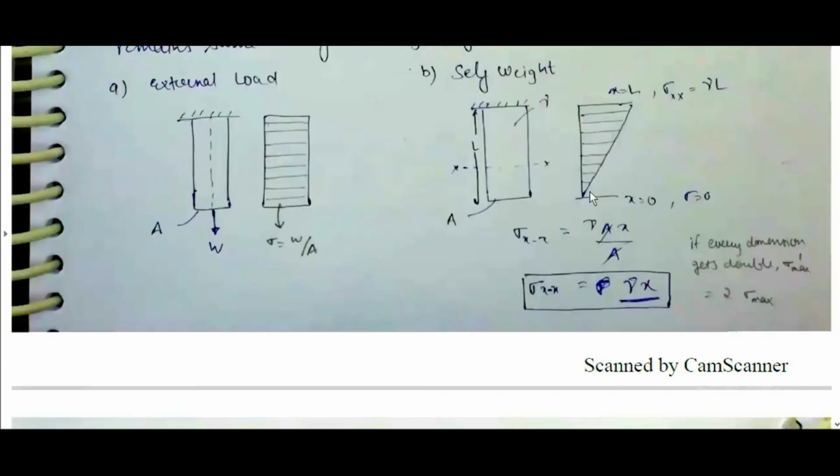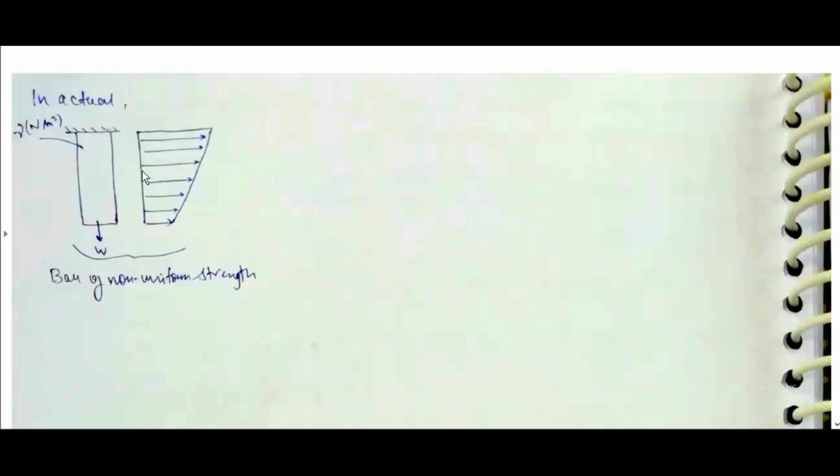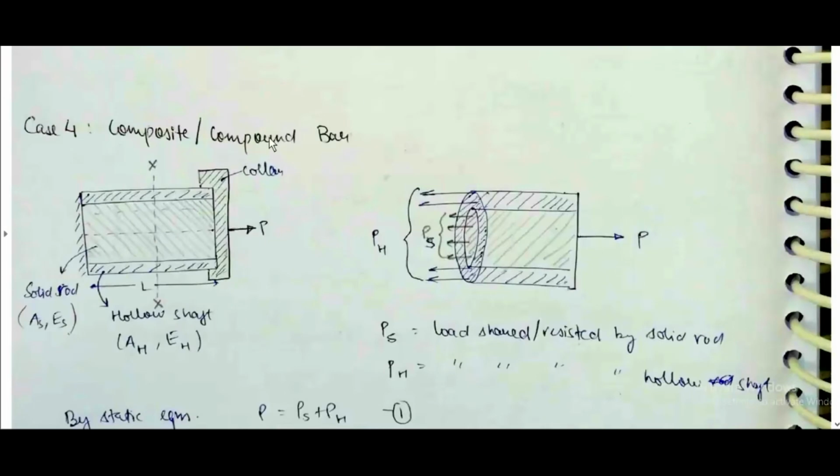Okay, combining these two, in actual it will be like this: bar of non-uniform strength. Composite or compound bar. For example, there is a solid rod and a hollow shaft. A solid rod of AS, ES and a hollow shaft of AH, EH. Then a load P is applied. This is the collar. A load P is applied. P is the total force here.